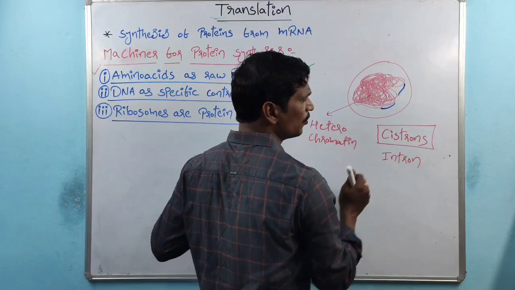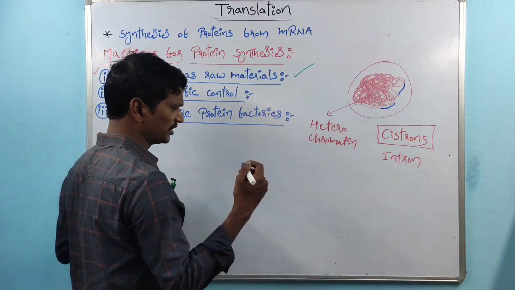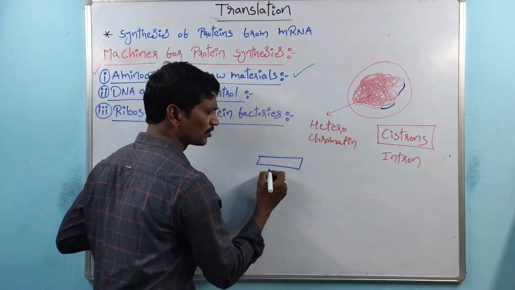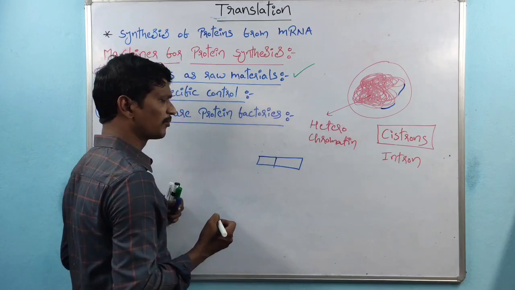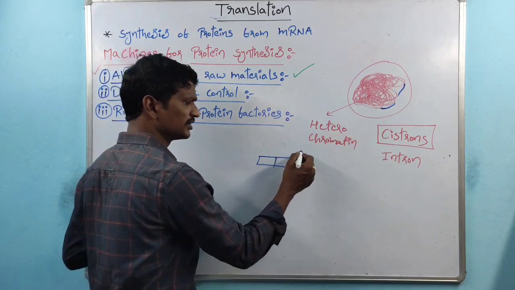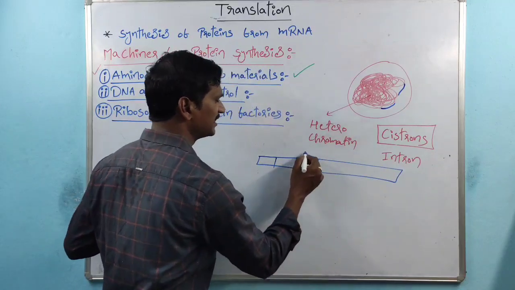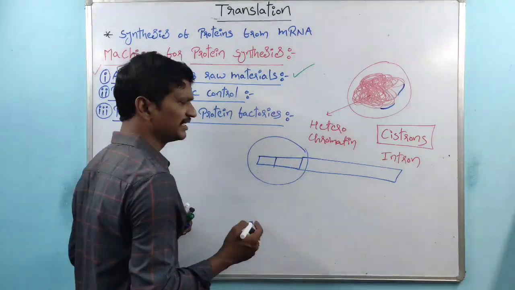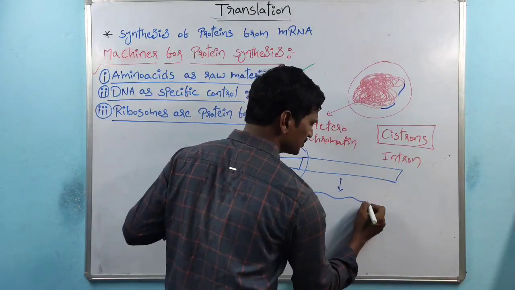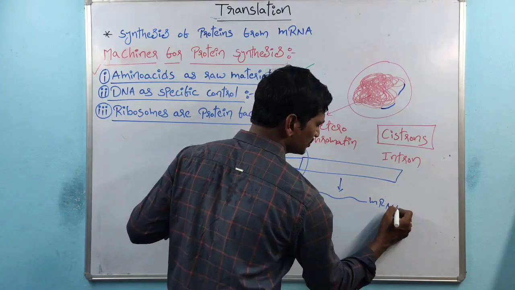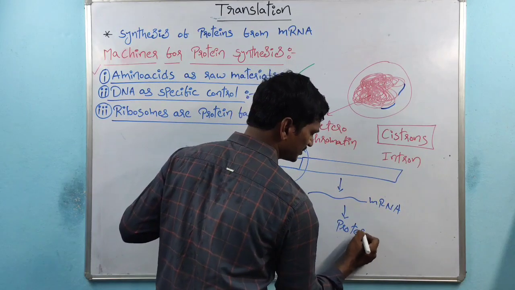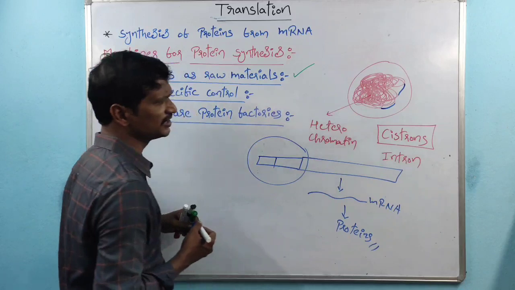Why are cistrons the only ones involved in the gene expression process? Here the cistrons contain, in particular, promoter sequences. The promoter sequences support the binding of the RNA polymerase enzyme. Once the RNA polymerase enzyme is bound, mRNA synthesis takes place, then protein synthesis takes place.